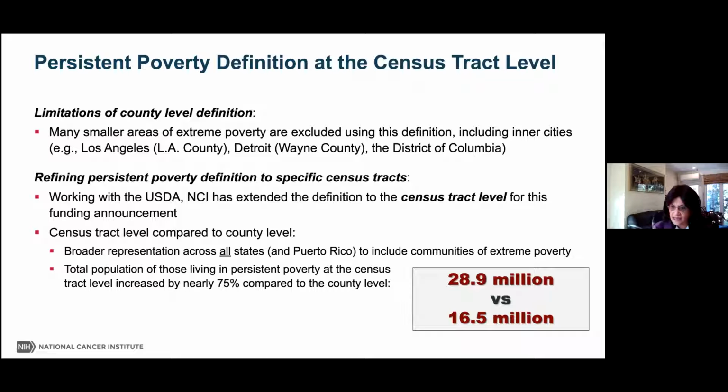And we have extended the definition to the census tract level for this funding announcement that we are putting out, a U54. So it has broad representation across all states, including Puerto Rico. And actually, we're able to double the population that is in persistent poverty, which is a much more accurate measure, from 16.5 million to nearly 29 million people.